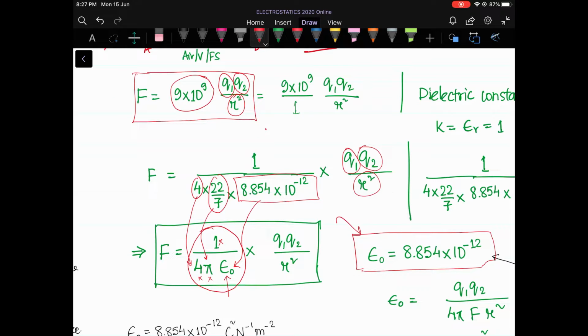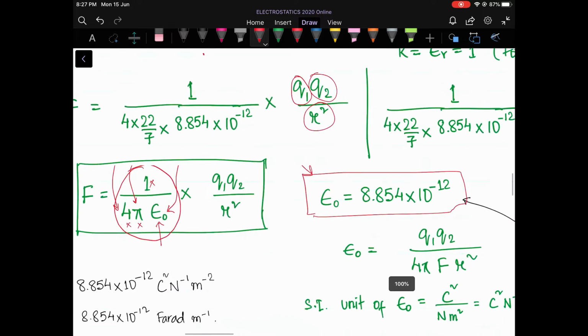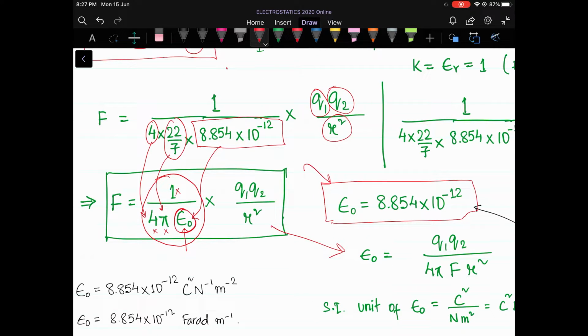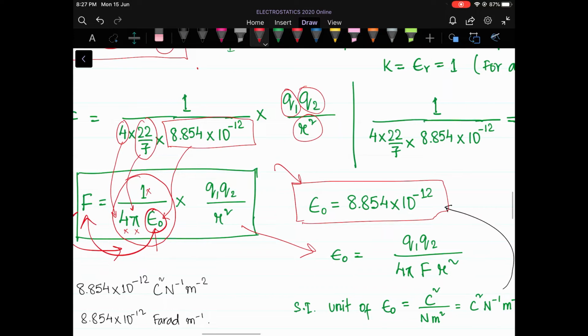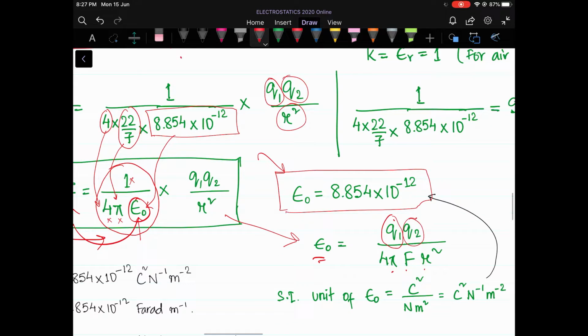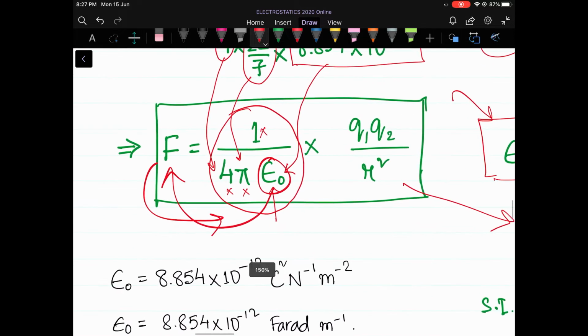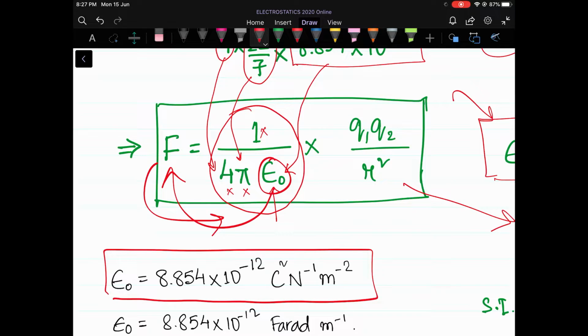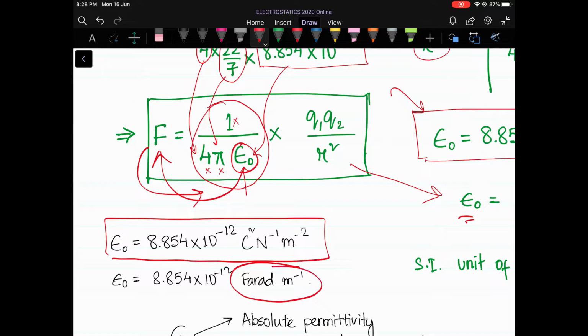If you are to find the units of epsilon naught, you may write from this formula. Epsilon can be taken up here, force can be taken down here. So we get Q1 Q2 by 4 pi F R square. Clearly your charges Q1 and Q2 are in coulombs, so we have Coulomb into Coulomb, which is Coulomb square. 4 pi doesn't have a unit. F has a unit of Newton, so we have Newton. R has a unit of meter, so we have meter square. That's how we get the SI unit of epsilon naught. So epsilon naught is equal to 8.854 into 10 to the power minus 12 Coulomb square Newton minus 1 or Newton inverse m to the power minus 2. Another unit you can see is Farad meter inverse.